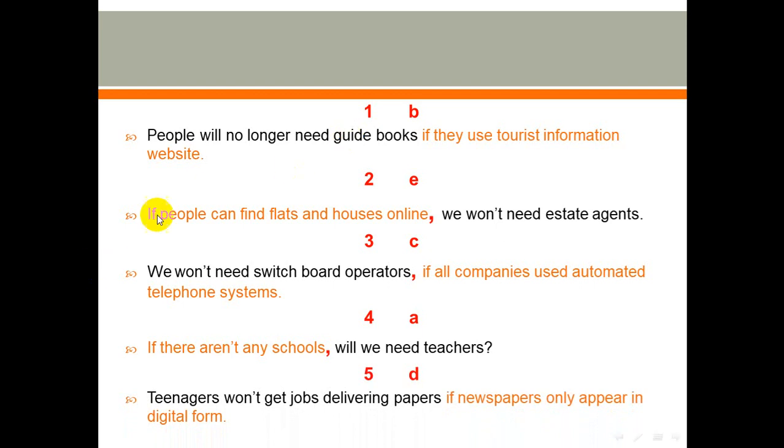Okay, the last one is very interesting. إذا المراهقون لن يتمكنوا من الحصول على عمل توصيل الجرائد. تعرفون مهنة توصيل الجرائد التي يقوم بها الشباب في معظم الدول الأوروبية. يقومون بإيصال الجرائد إلى أبواب الناس ويحصلون على المال. If newspapers only appear in digital form. إذا أصبحت الجرائد فقط في شكل إلكتروني. So this job will finish in the future. It will no longer be available. لن تكون هذه المهنة متوفرة في المستقبل.